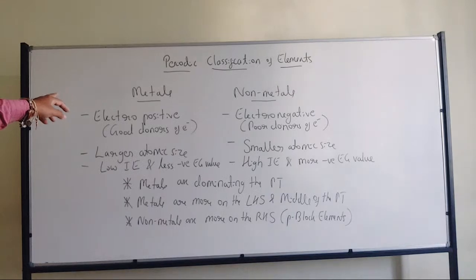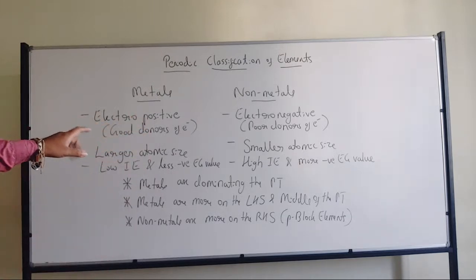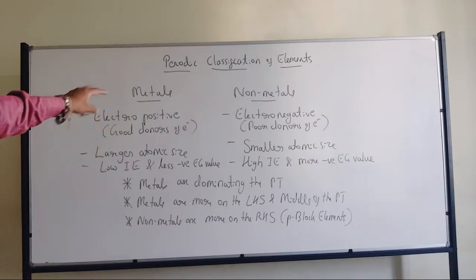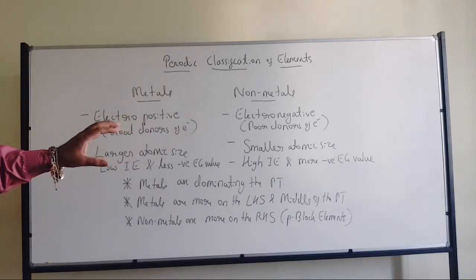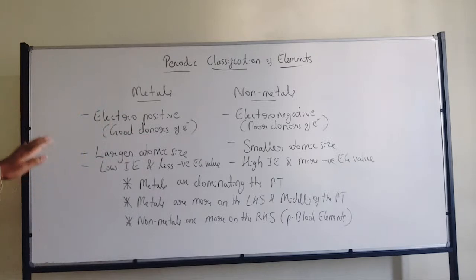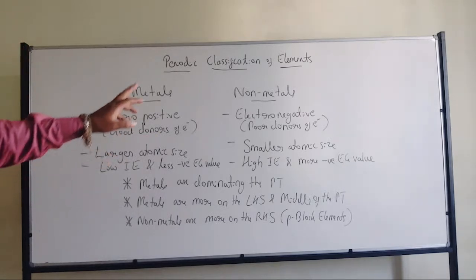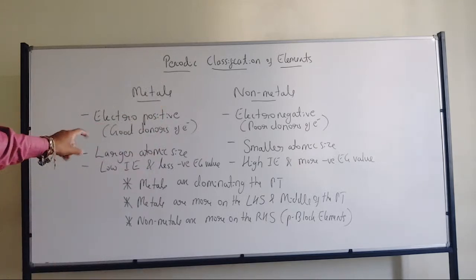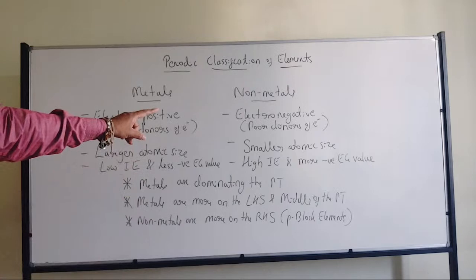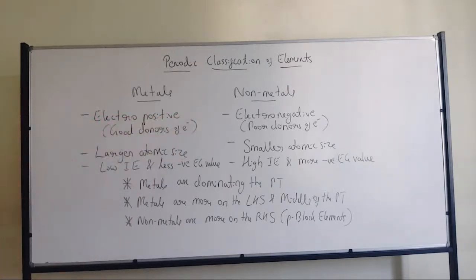When I am telling electropositive, electronegative, it's understood that I am talking about ionization enthalpy and electron gain enthalpy. But still, if you want to mention that also, you can write it. Electropositive, electronegative, larger atomic size, smaller atomic size, these are the major reason why this difference is there. Metals are larger in atomic size and non-metals are smaller in atomic size. Due to that, metals have lower ionization enthalpy and less negative electron gain enthalpy value, and non-metals have higher ionization enthalpy and more negative electron gain enthalpy value.